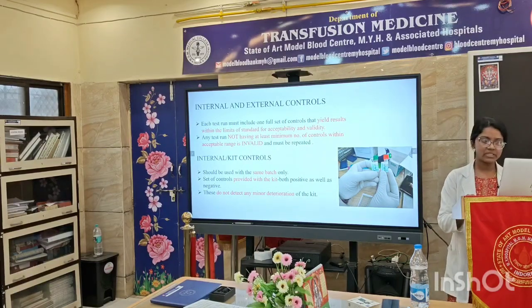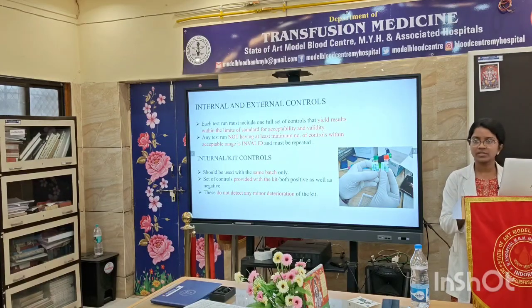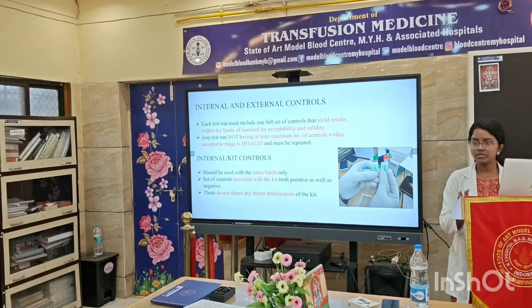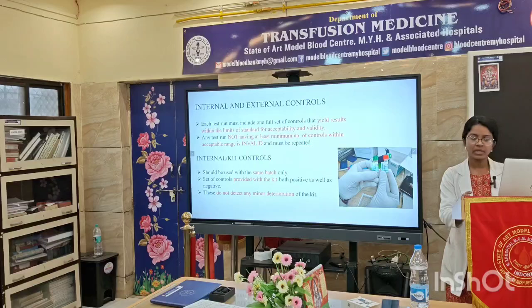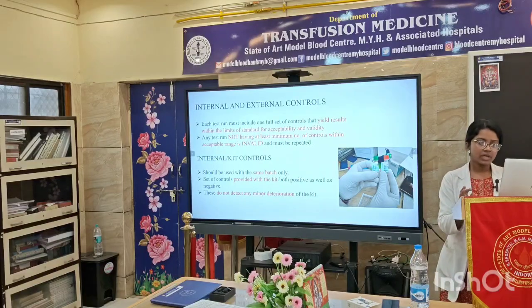So, moving on to internal and external controls. Each test must include one full set of controls that yield results within the limits of standard for acceptability and validity. Any test run not having at least the minimum number of controls within the acceptable range is invalid and must be repeated. So what are internal controls? Internal controls are also known as kit controls. They will be provided with the kit. They should be used with the same batch only.